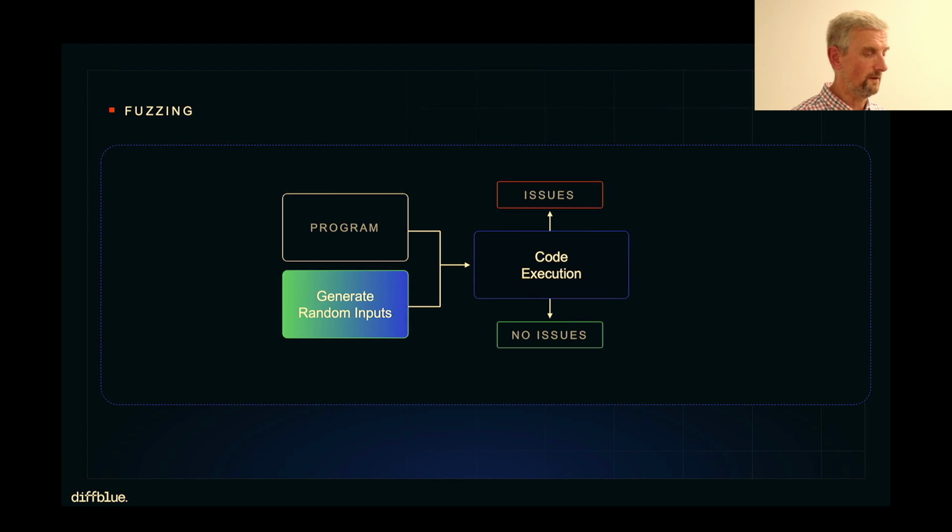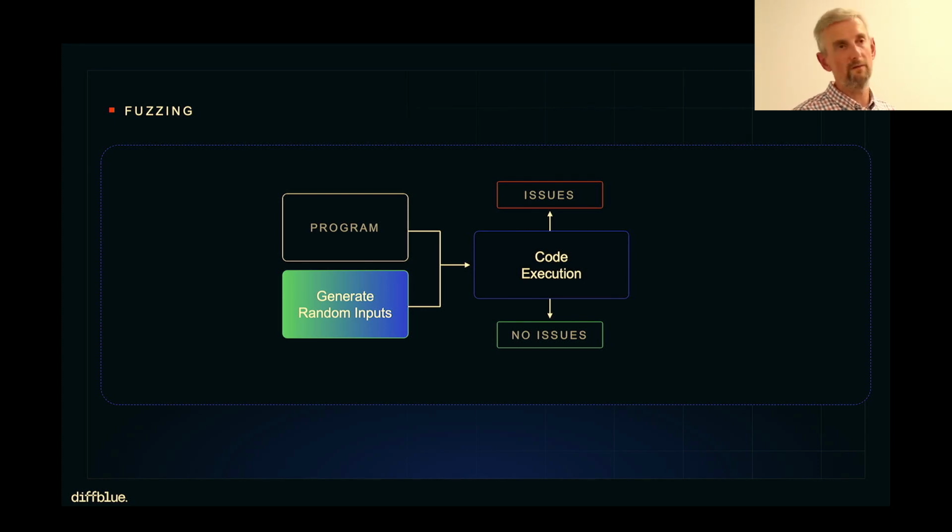Yeah, a few. Okay, so essentially test fuzzing is you fire random inputs at your code and see what breaks. You take your program, you generate random inputs, you execute the code, and you see whether there are issues or no issues. It's a great way of finding bugs quite quickly without writing exhaustive test corpuses, and I've used it many times in previous lives.